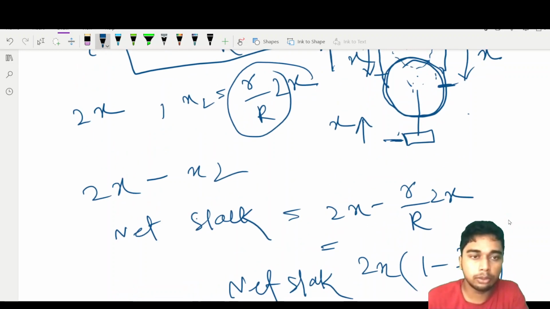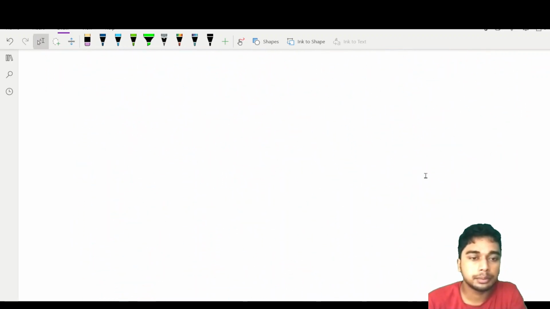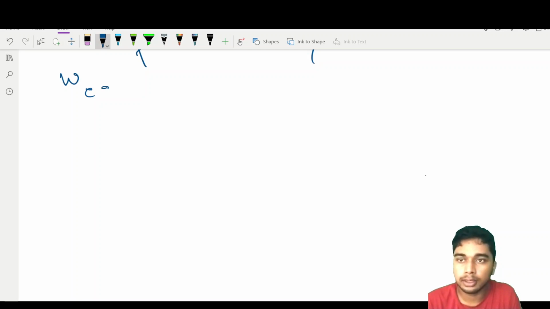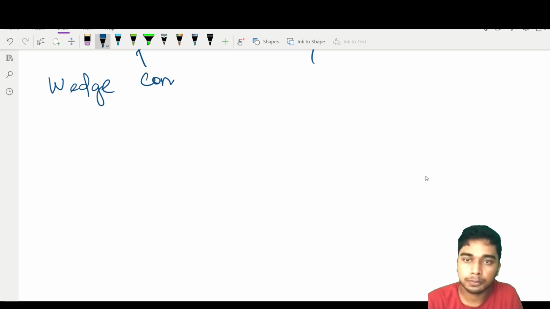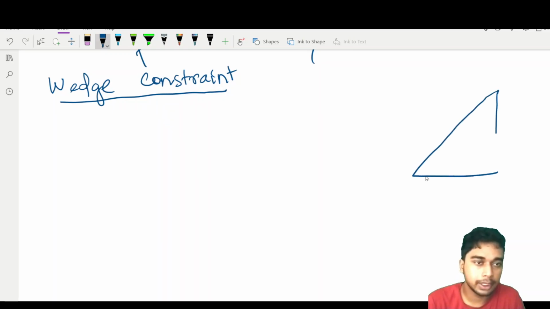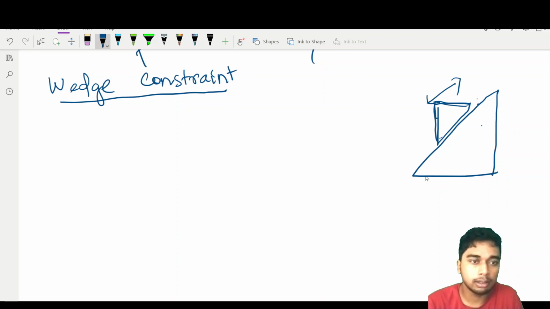So this was all about this format. Let's talk about wedge constraints. So a wedge constraint is nothing but two blocks. For example, I'm considering this as one block, and there is another block placed on this block, and it is sliding along the surface.